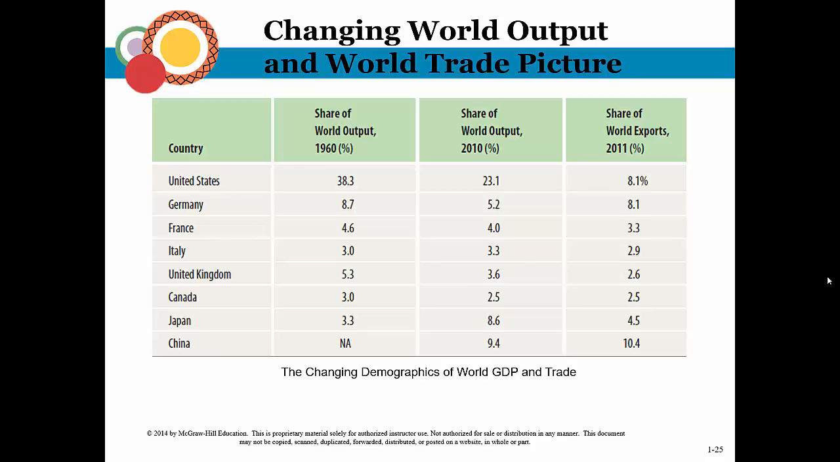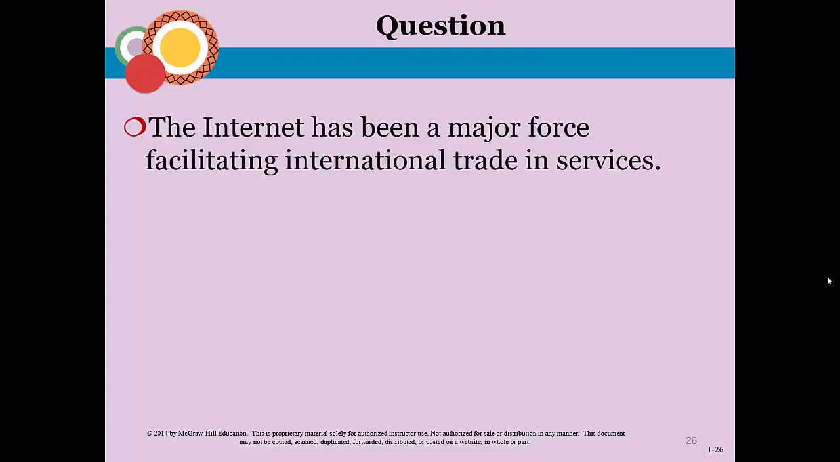We can see this chart here and the constant decline in terms of the percent output for each country. As we talked about, in the 60s, the United States accounted for 38.3%. In 2011, it's about 8.1%. And you can see this across the board for the developed countries. China in 2010 accounted for 9.4. Now it's accounted for 10.4, outpacing the U.S., if you will. Significant change.